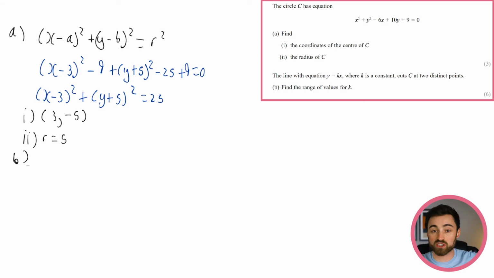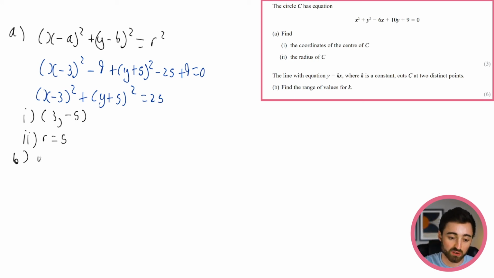So the line with equation y equals kx, where k is a constant, cuts C at 2 distinct points. Find the range of values for k. Okay, there's a bit going on here. Essentially, let's imagine that the question instead said, find where the line and the circle intersect. What would you do? Well, you would solve these things simultaneously, wouldn't you?